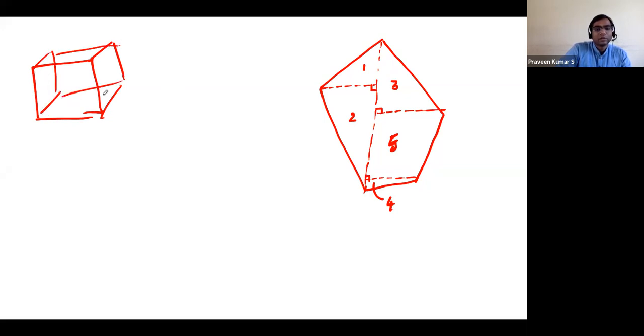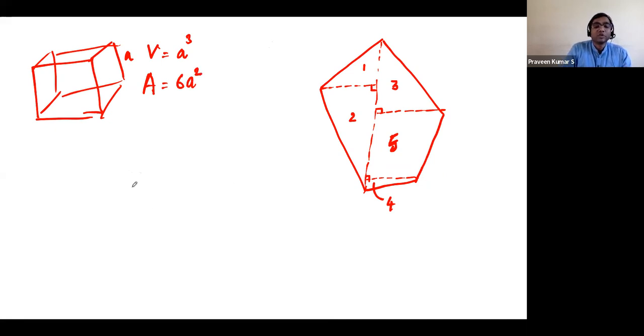So if I ask you what is the volume of this cube with the side a, you will say that the volume will be equal to a cube, and the surface area will be, each surface has a square as the area. So the total surface area will be 6a square, right?